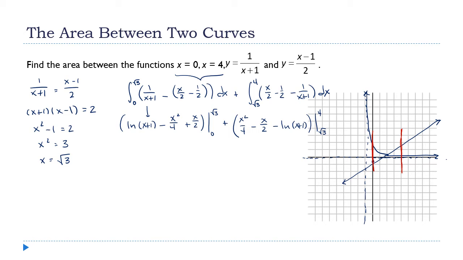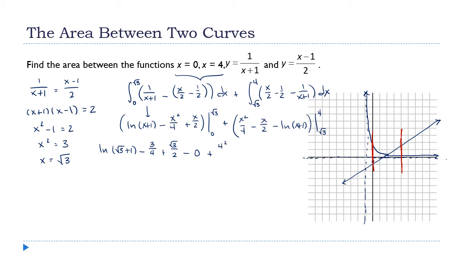Okay, well, let's see. This is the log of the square root of 3 plus 1 minus the square root of 3 squared. That's just 3, so that's 3/4 plus the square root of 3 over 2 minus, and when you put 0 in, we get the natural log of 1, which is 0, minus 0 squared over 4 plus 0 over 2. So that whole part is just 0. Okay, that part at least came out kind of nice. Now, let's do the other side.